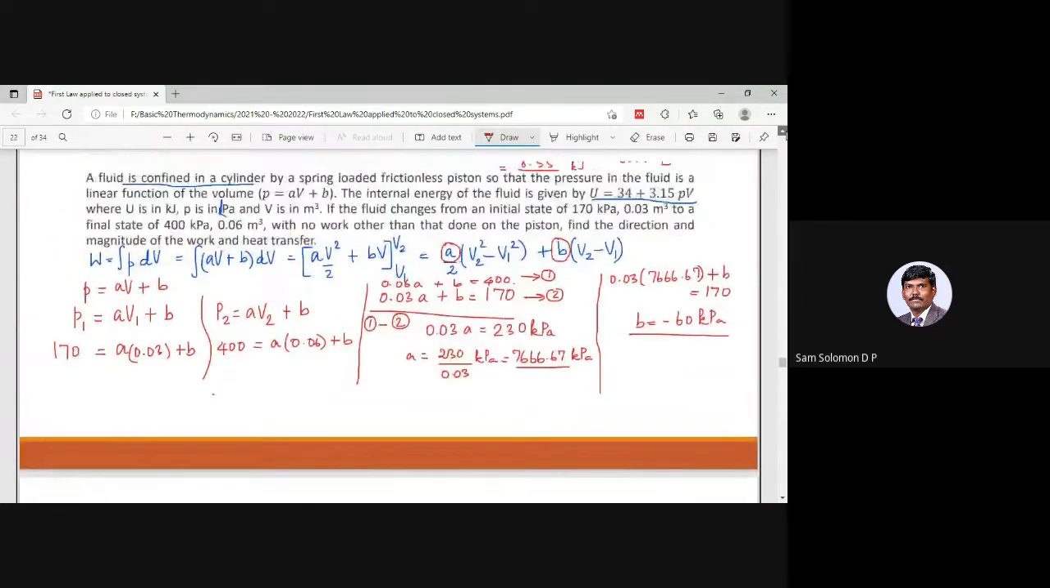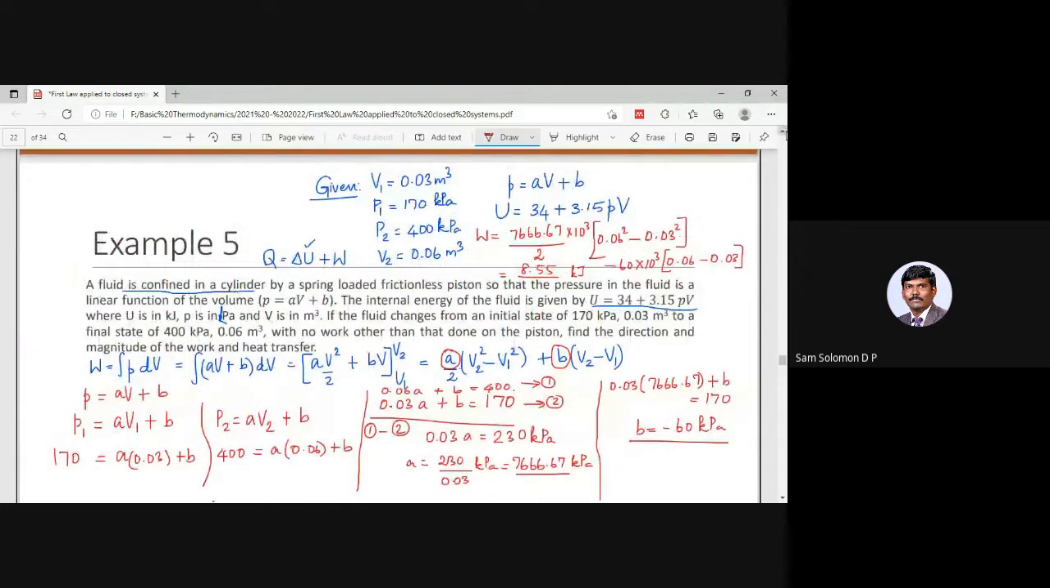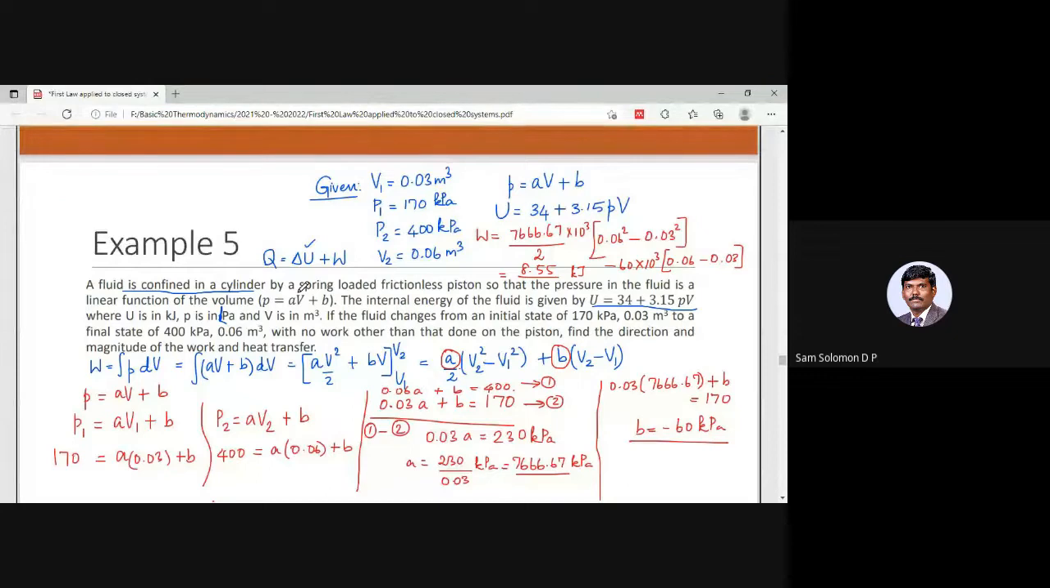So the first thing that you have to identify is whether it is an open system or a closed system. Here it is a fluid which is confined to a cylinder piston arrangement, which means it is a closed system. They have given you the pressure volume relationship, so you can use W equal to integral PdV, and you can get the value of work done. In this case, work done is positive, which means it is a work output.